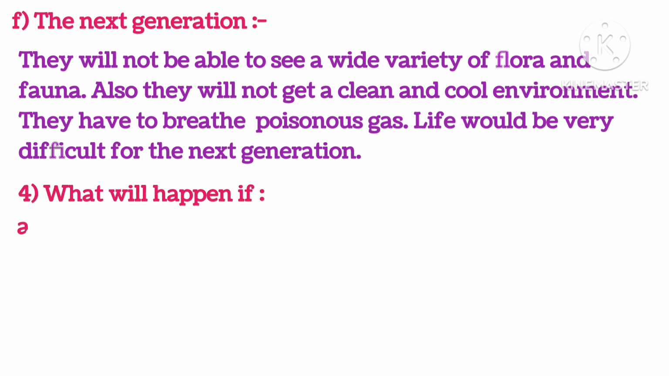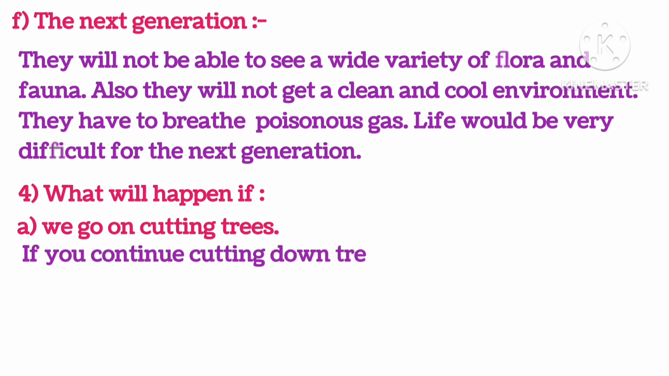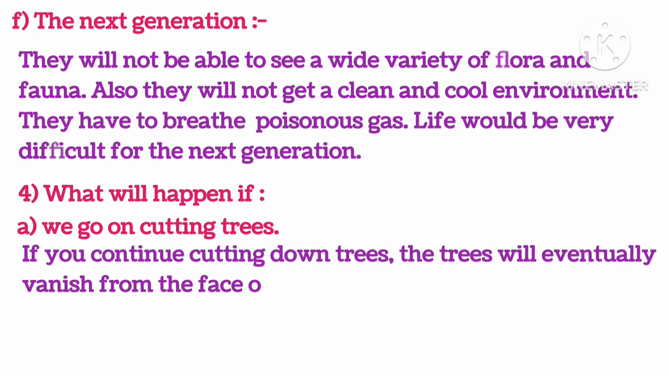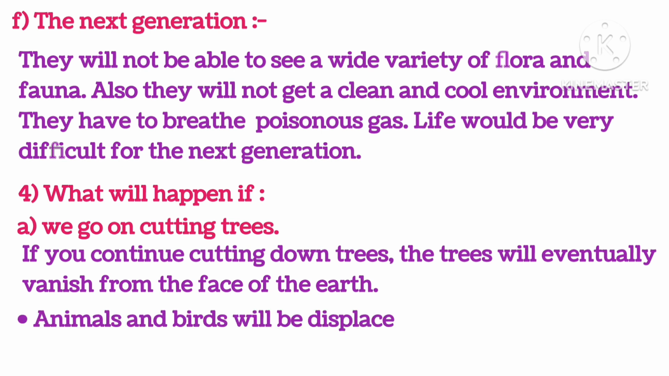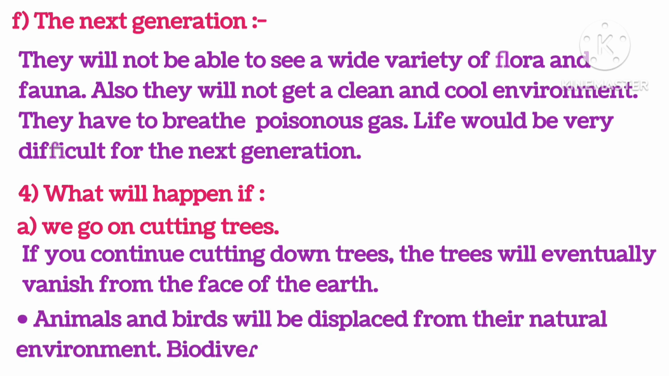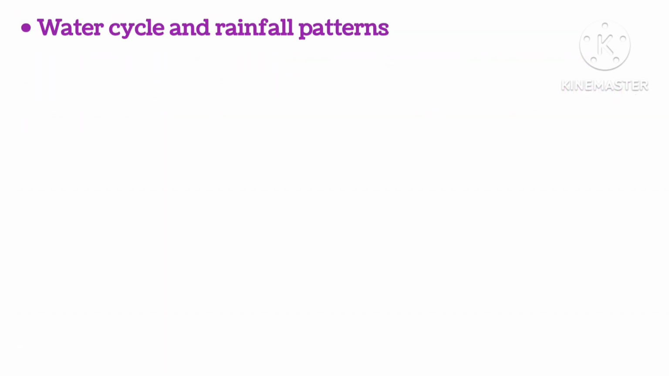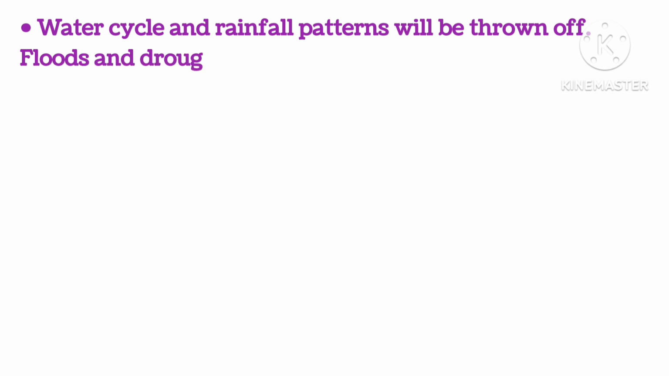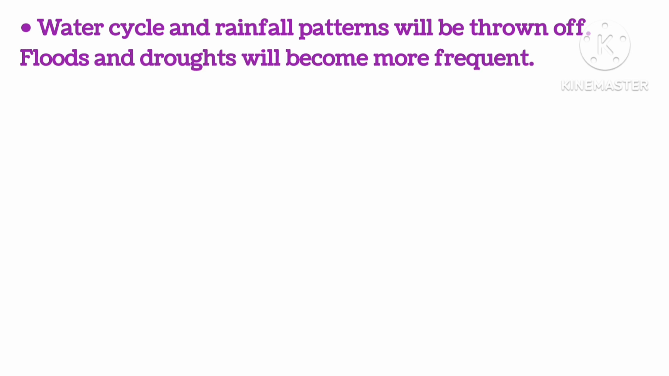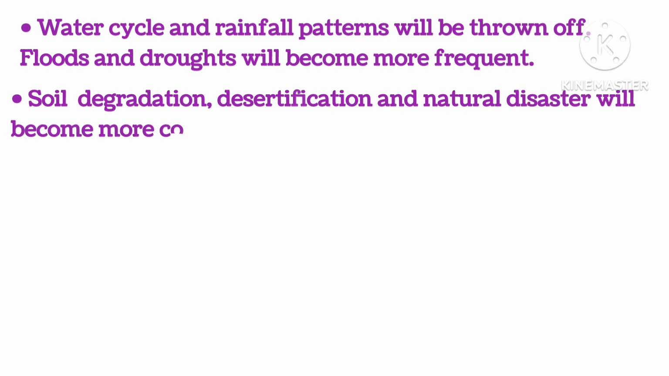What will happen if we go on cutting trees? If we continue cutting trees, the trees will eventually vanish from the face of the earth. Animals and birds will be displaced from their natural environment. Biodiversity will become extinct. Water cycle and rainfall patterns will be thrown off, floods and droughts become more frequent, and soil degradation, desertification and natural disasters will become more common.